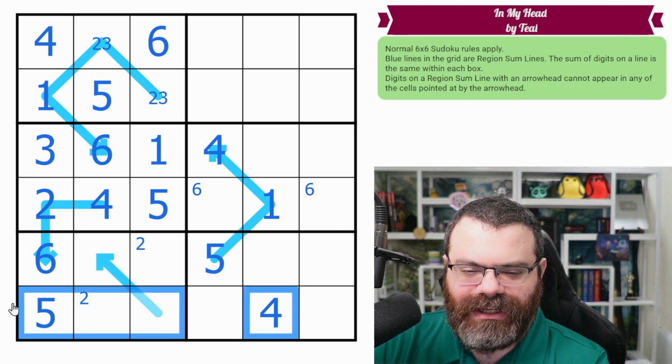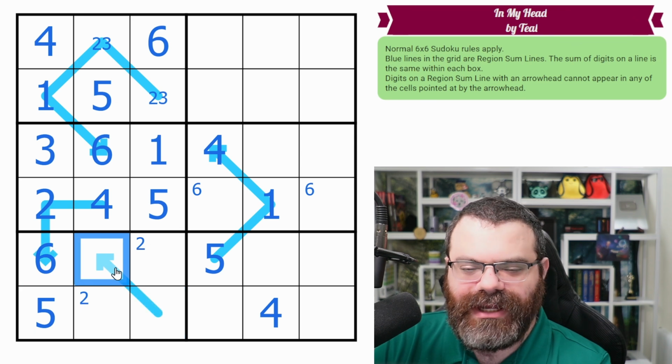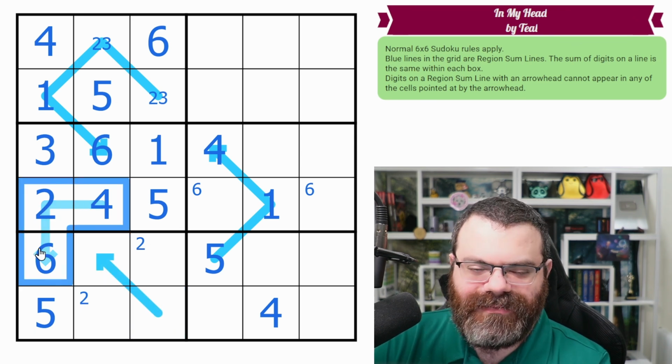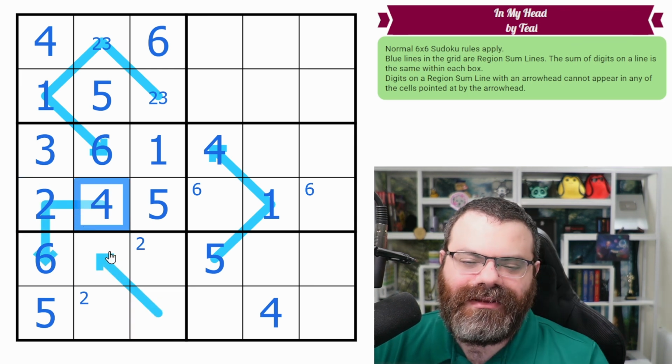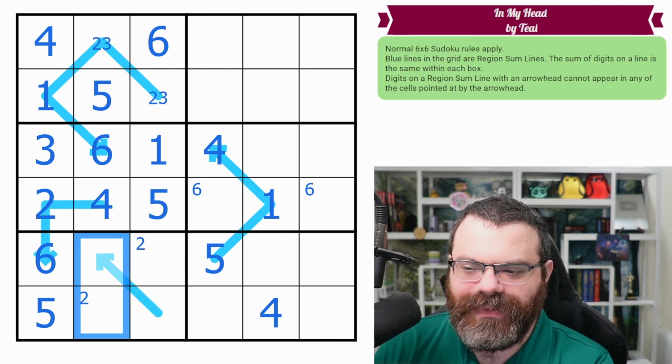Okay, so 4 in this box, right? It can't be in any of these, but it also can't be here. Wait, why did I say not 4? No, sorry, I got confused. It's just not 2. I was thinking about it backwards. This can't have a 2 because it points at a 2, but it only points at a 2. So sorry about that. This column just needs 1, 2, 3.